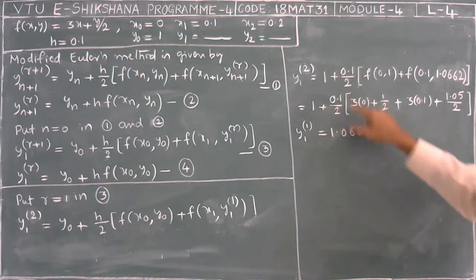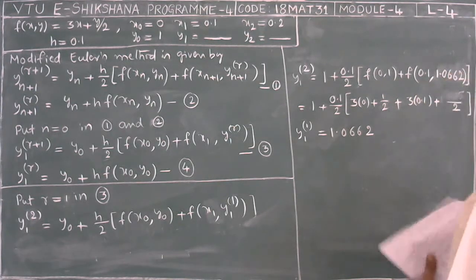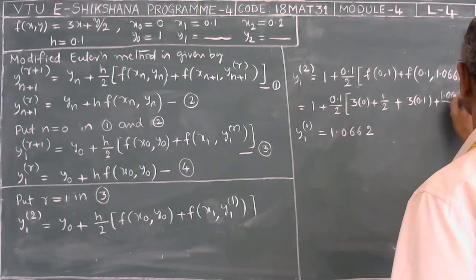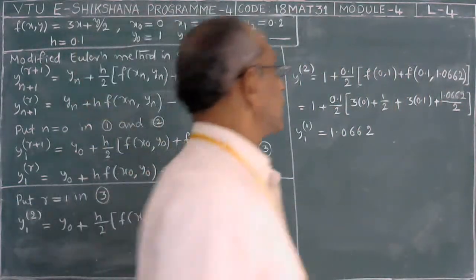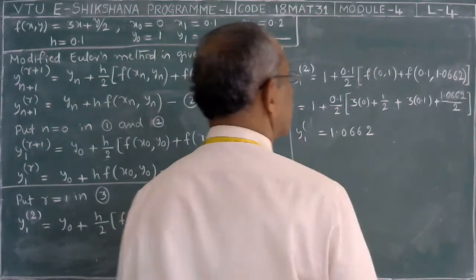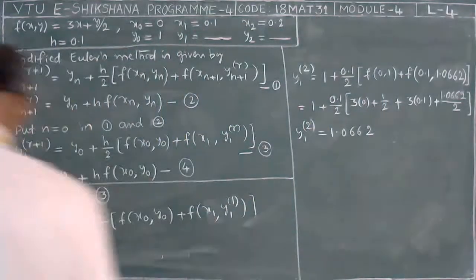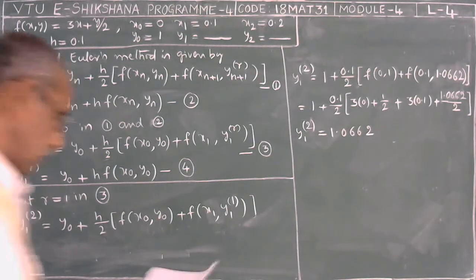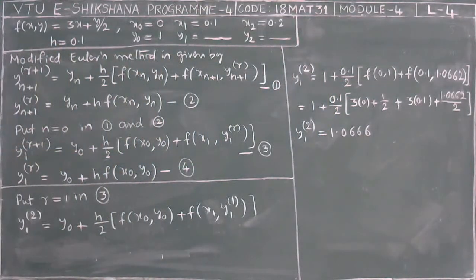Okay, let me apply the definition for this one. Everything same, 3 into 0.1 plus 1.0662 divided by 2, and if you carefully calculate, we get y12 is equal to 1.0666. So two iterations only, right?